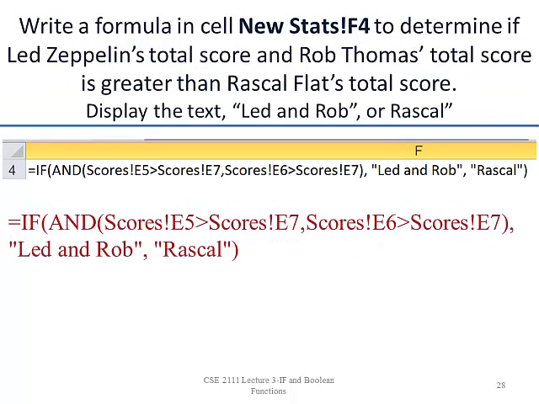And again here we're writing a formula in cell New Stats F4 to determine if Led Zeppelin's total score and Rob Thomas's total score is greater than Rascal Flatts' total score. And we're going to display Led and Rob if it's true, or we're going to display Rascal if it's false. And notice again down here we have the and statement, but because the cells have values in them instead of true and false, we have to actually test each cell.